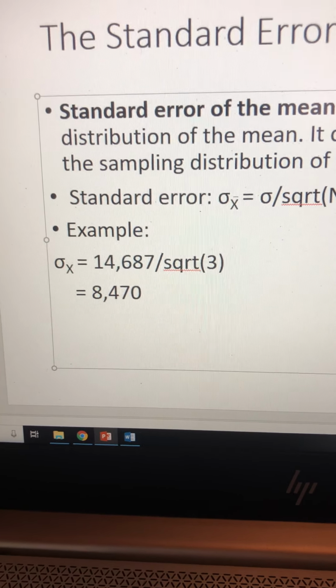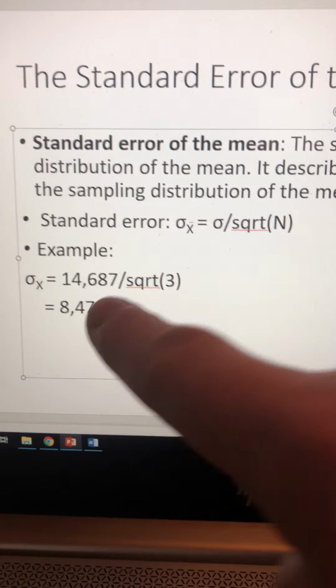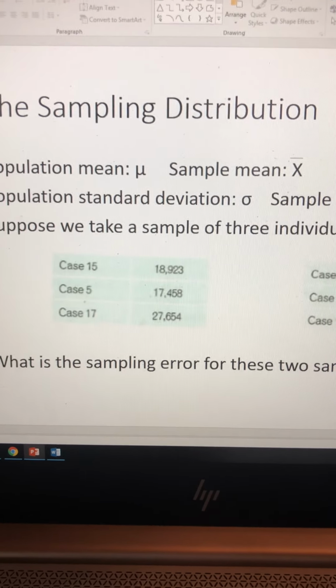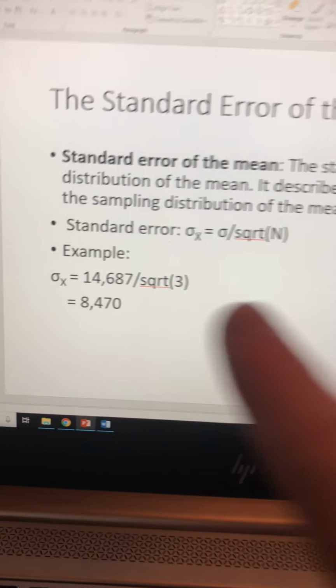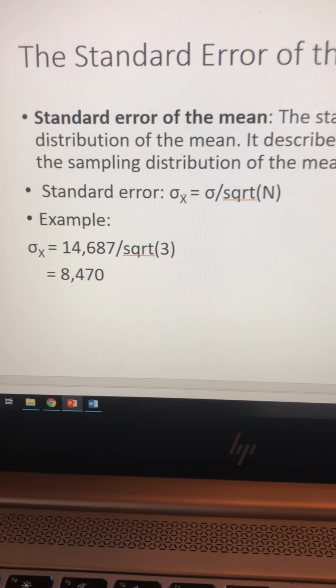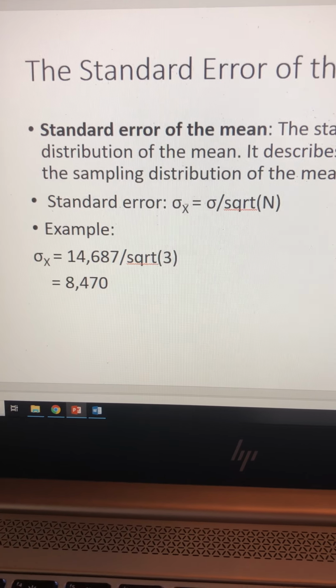8,470. Now, if I had the chance to go back and do this, I would probably make sure I added in the units. These are in dollars. We're talking about income distribution. This is all in dollars or whatever kind of income they use on this desert island. But our standard deviation units are always the same units as what we're analyzing. Right? Okay.